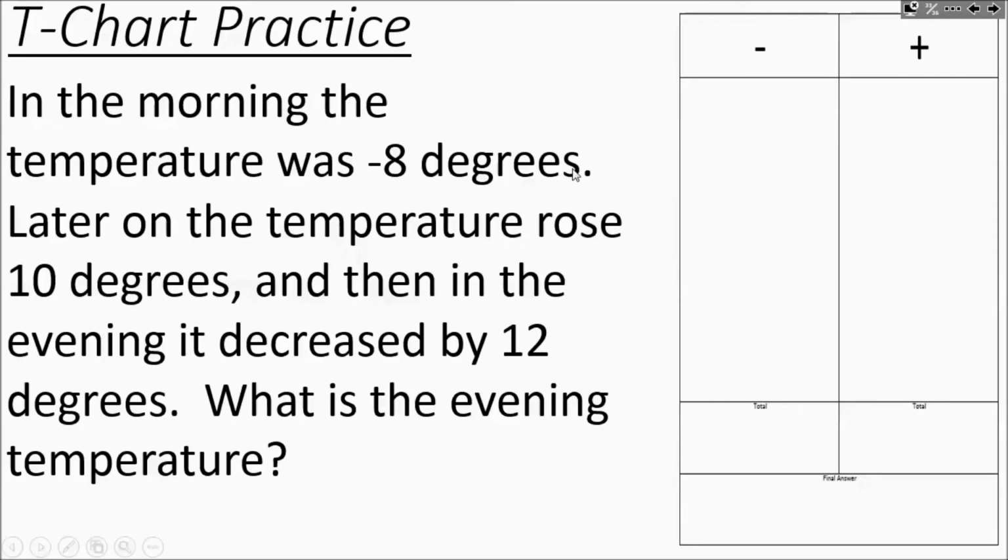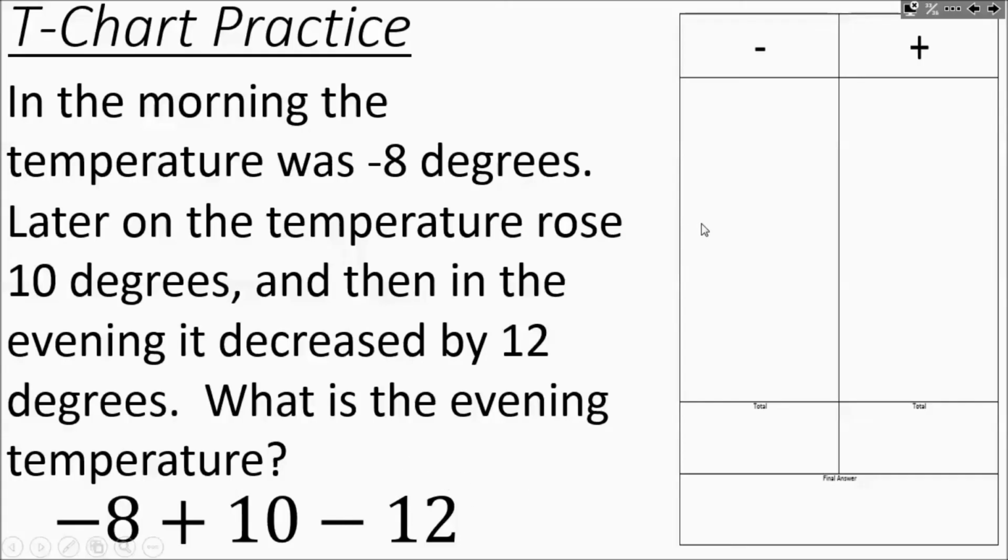Okay, temperature problem. Go ahead and read it. I'm going to write down the essential numbers. So here are the essential numbers. We had negative 8 degrees. It rose. That's past tense of rise. So to rise 10 degrees, that's a positive. In the evening, it decreased by 12. So what's the evening temperature?